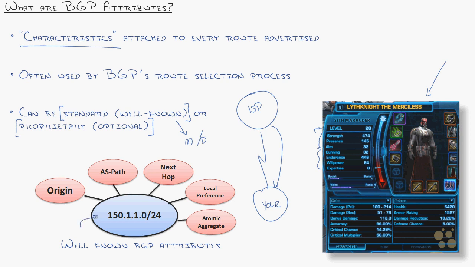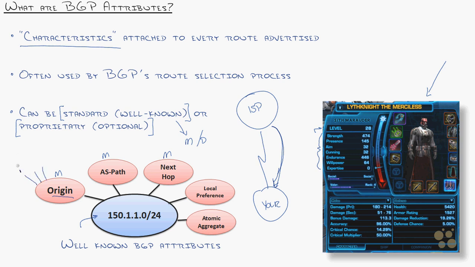Take a look at this route right here, 150.1.1.0. You can see that we have the origin, AS path, and next hop. Each one of those is a well-known mandatory attribute, which means it has to be there. If I'm going to receive this route and it's going to be even processed by me as a BGP router, it must have the origin, which is where did it come from? And that can be one of three things.